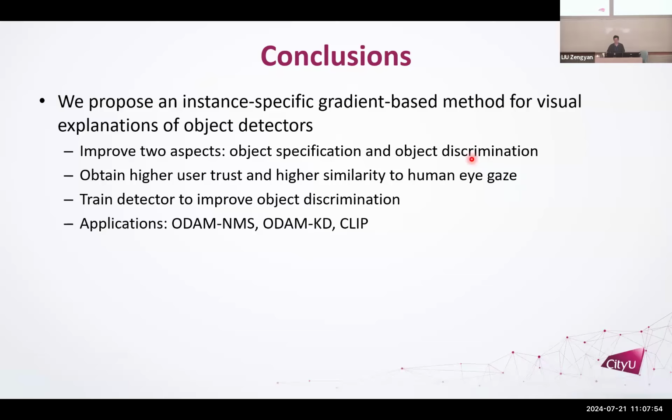So in conclusion, in this work, we first propose a traditional XAI method using gradient-based methods to improve the object specification and discrimination in detectors. We also found an association between user trust and similarity in eye gaze, which suggests that if the AI has strategies similar to a human's, then it's implicitly more trustable. And we also looked at different applications.